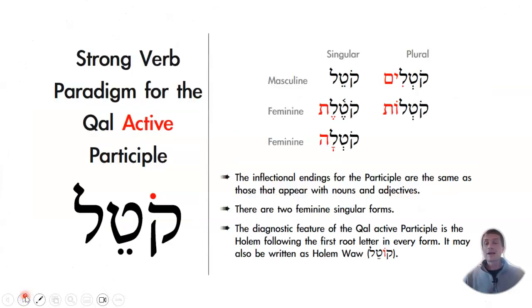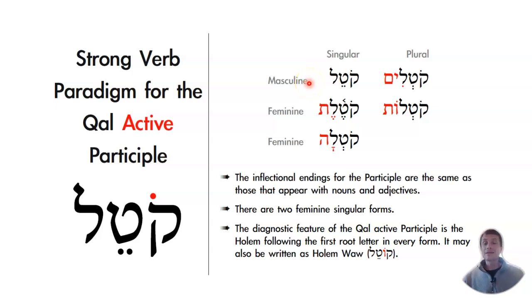So let's take a look at the paradigm. This is using the paradigm root katal, which is a little bit different than what your textbook uses. But this does a good job of illustrating what the participle looks like in the qal stem. So this is the qal active participle. And the masculine singular, well, let me first just say, the participle inflects for gender and number, just like nouns and adjectives.